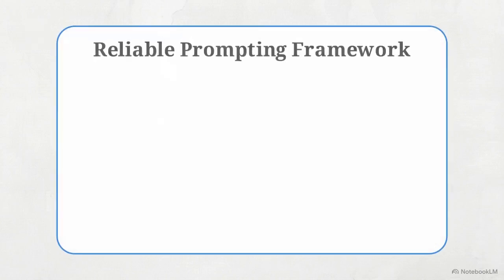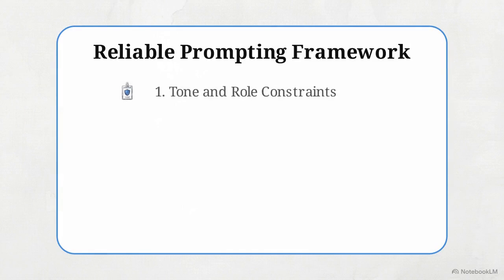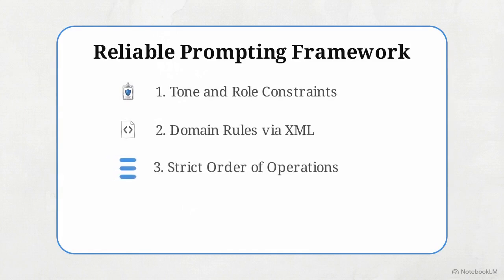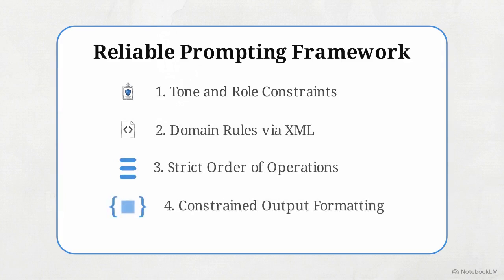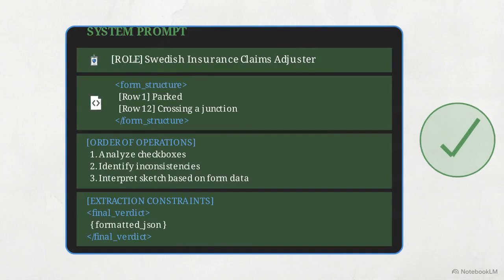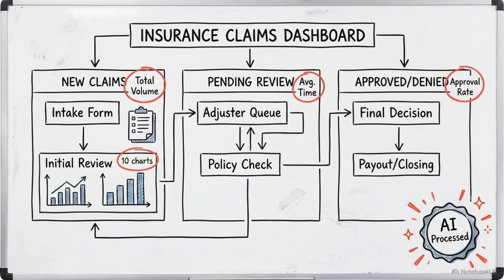Reliable prompting follows a 4-step checklist. Establish tone and role constraints, inject domain rules via XML, force a strict order of operations, and constrain the output formatting. Predictable results are the product of structural environmental design. By refining these 4 layers, you move an AI from a general assistant into a reliable tool for technical data extraction.